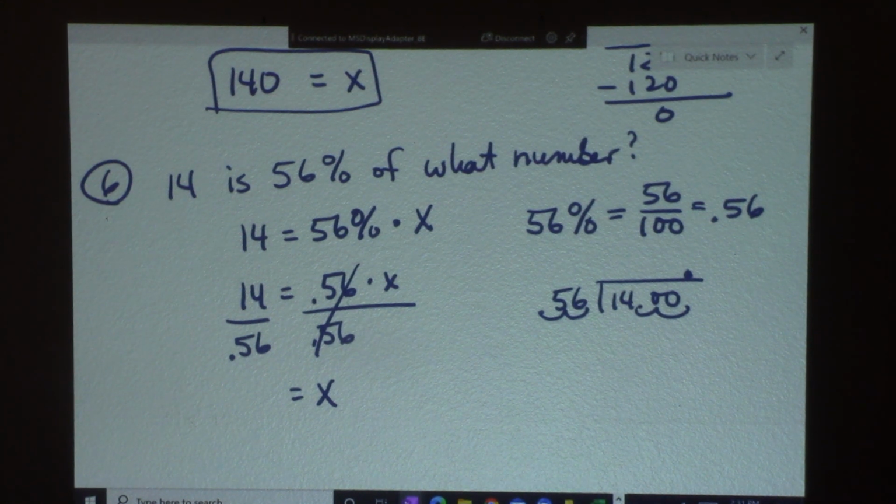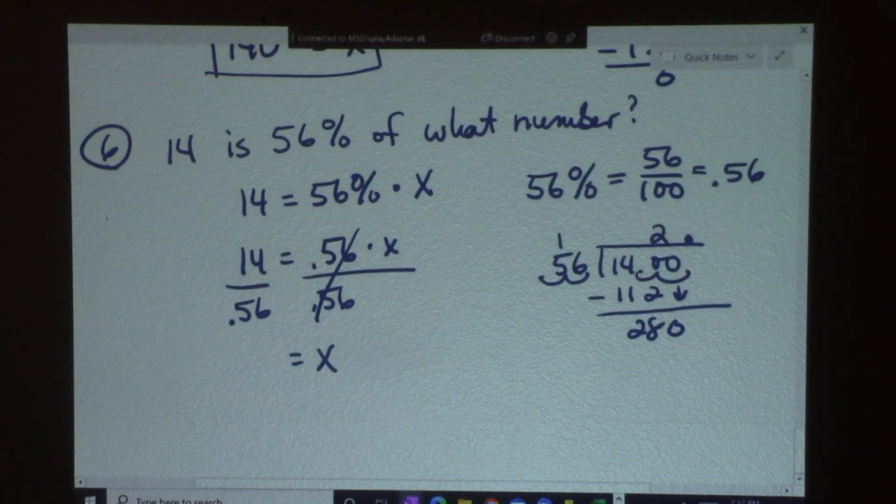56 goes into 140, I guess, twice. So I'm going to put a 2 there. 2 times 6 is 12. Carry the 1. I get 112. When I subtract, I get 28, and I bring down the 0. How many times does 56 go into 280? Well, 5 times 5 is 25, so let's try that. 5 times 6 is 30. 5 times 5 is 25 plus 3, that works out. Great. Okay, so x is 25.